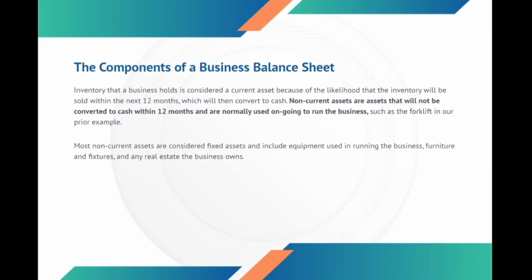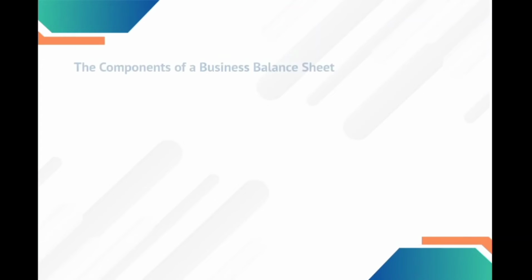Inventory that a business holds is considered a current asset because of the likelihood that the inventory will be sold within the next 12 months, which will then convert to cash. Non-current assets are assets that will not be converted to cash within 12 months and are normally used ongoing to run the business, such as the forklift in our prior example. Most non-current assets are considered fixed assets and include equipment used in running the business, furniture and fixtures, and any real estate the business owns.